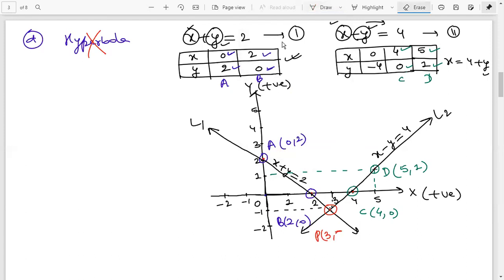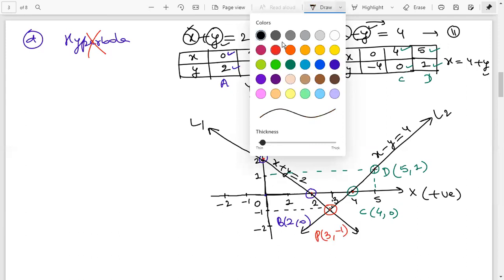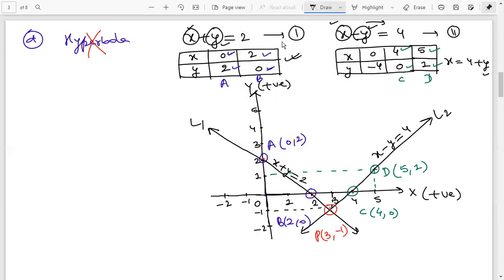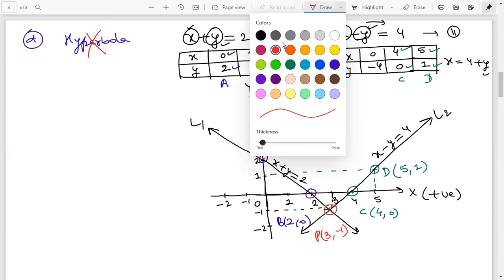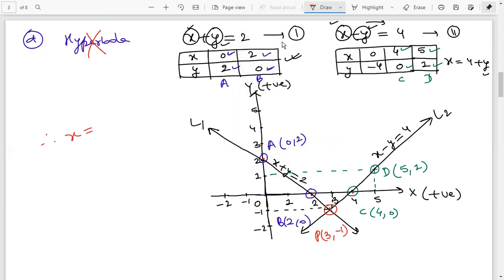X is 3. From the graph paper we can easily plot this point. X is 3, y is -1. So this will be the required value of x and y, the P point. From the graph paper we come to know the intersection point: x will be 3 and y will be -1.